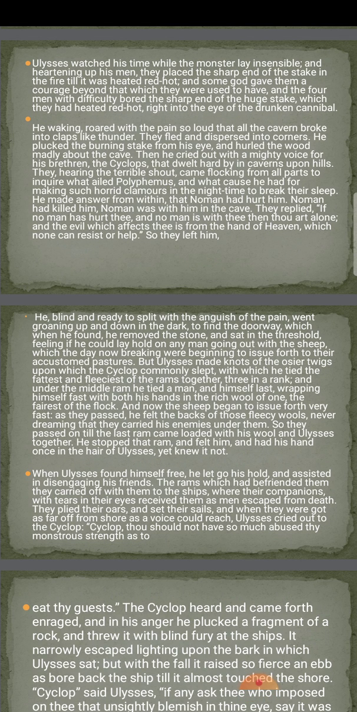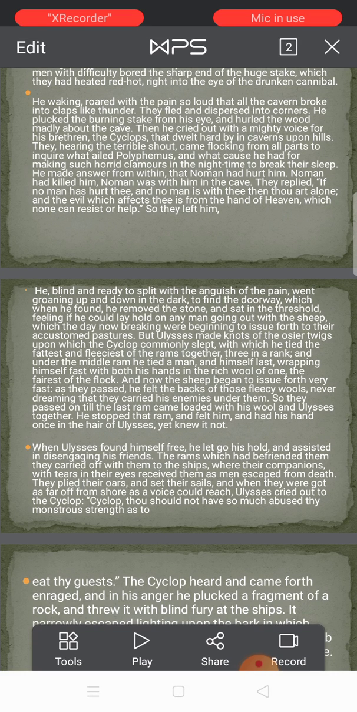He, blind and ready to split with the anguish of pain, went groaning up and down in the dark to find the doorway, which when he found, he removed the stone and sat in the threshold, feeling if he could lay hold on any man going out with the sheep, which, the day now breaking, were beginning to issue forth to their accustomed pastures.